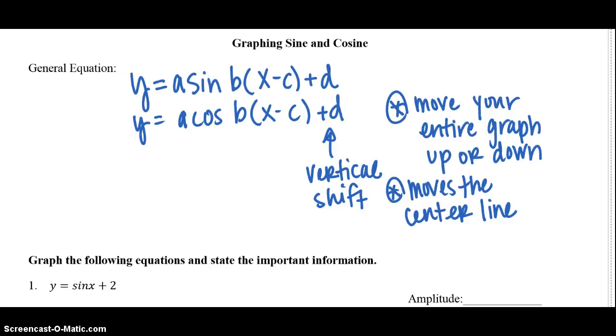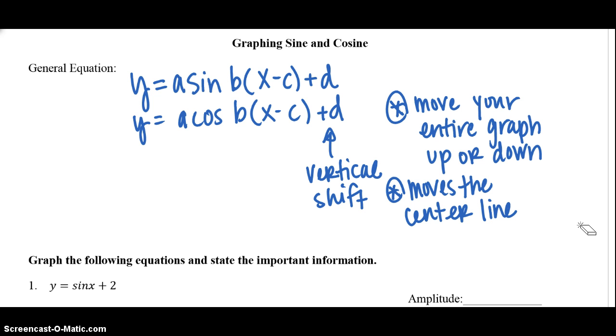Okay, so today we're going to talk about vertical shifts in the sine and the cosine graph and wave. So what I have on the screen here is the general equation of the sine and the cosine graph. I wrote both of them down. They look really similar except for the word, which is normal. And then the thing we're going to talk about today would be the vertical shift, which is the plus d here at the end. And what that causes is it causes your entire graph to move up or down, which will move your center line. And I'll talk a little bit about that today.